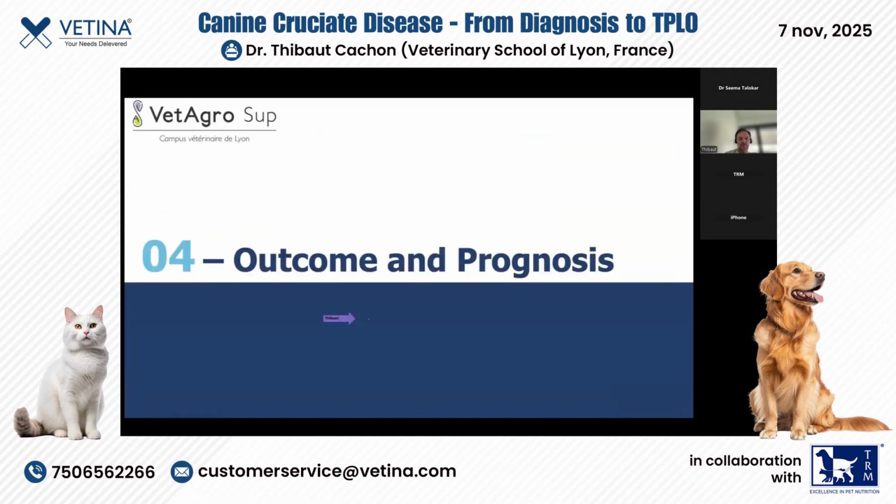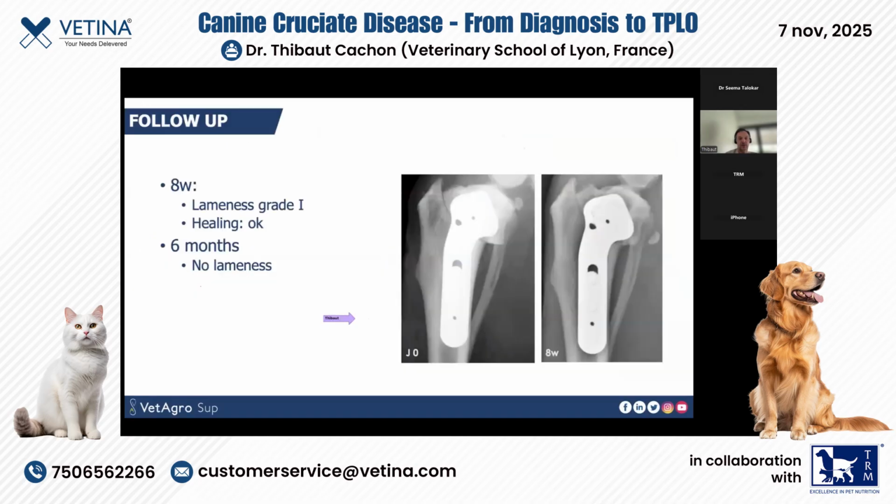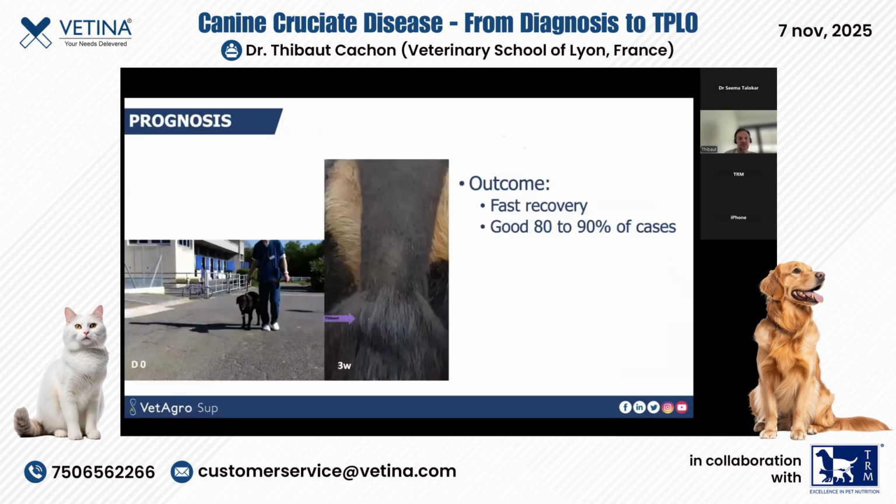What is the outcome and what is the prognosis of TPLO after cruciate disease? More or less, at 8 weeks post-op, there is a grade 1 lameness for Venus, but the healing of the osteotomy is quite okay. You can see on this picture. At 6 months post-op, no more lameness was described by the owner, and this is what you should get.